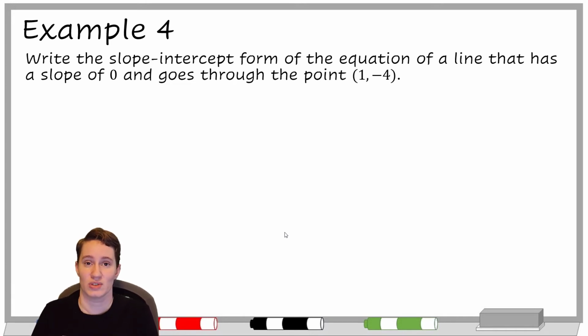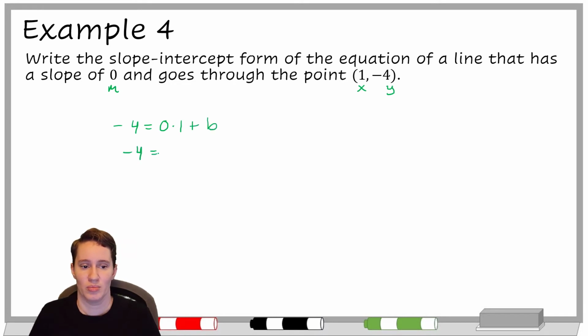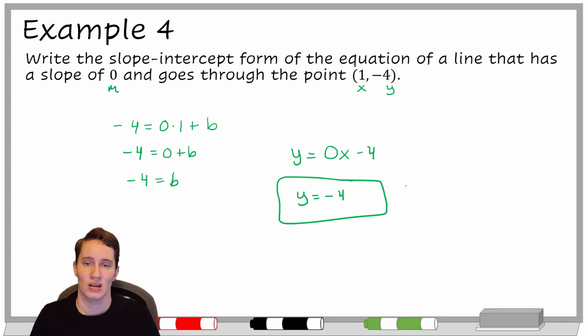We can do this problem just like we did the previous problem, where we say, okay, it has a slope of 0, so that's m. We've got our point, x, y. We can plug this into our formula and figure out that b is -4. And then plug that in and get that our slope-intercept form is 0x minus 4, which is really just y equals -4. I went through that kind of fast. It's my hope that at this point you're pretty good with the steps along the way.